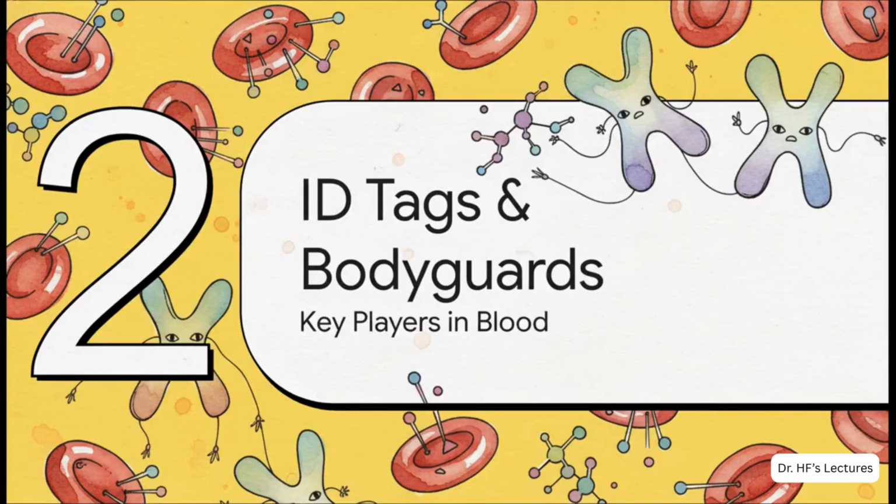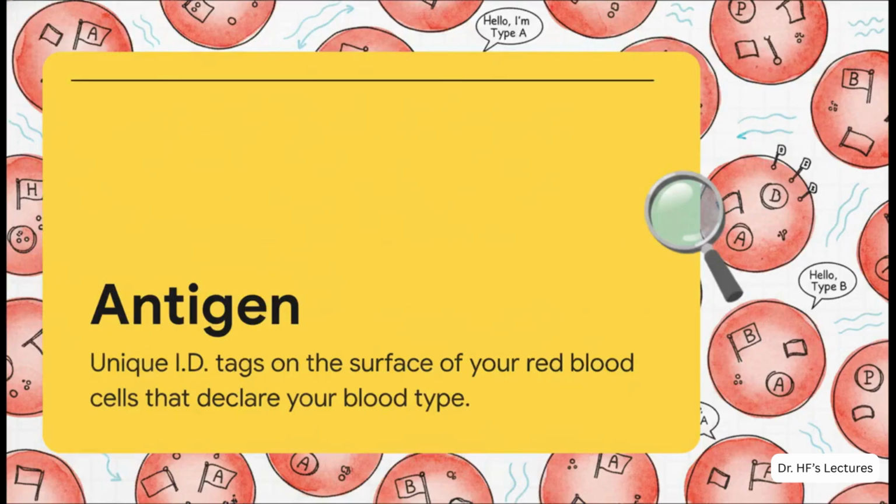To really get it, we need to meet the two main characters in this story. The best way to think about them is as a system of ID tags and security guards that are just floating around in your bloodstream all the time. First up, we have the ID tags. They're officially called antigens, and you can picture them as tiny little flags sticking off the surface of every single red blood cell you have. They're constantly announcing their identity, like, hey, I'm a type A cell, or over here, I'm type B.